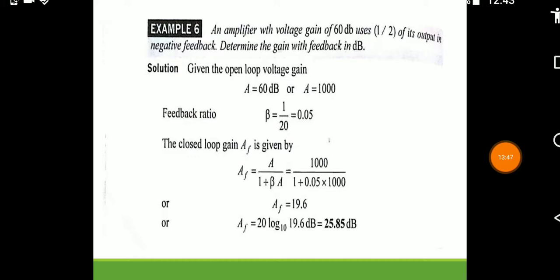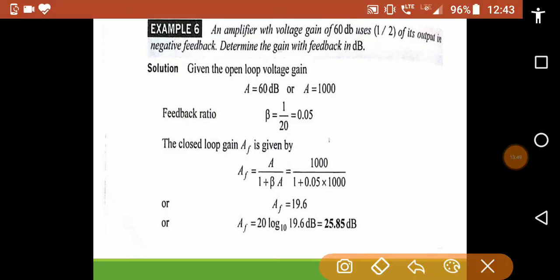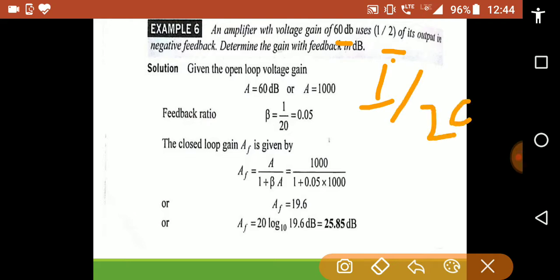So in this problem, an amplifier with voltage gain of 60 dB uses 1 by 20 of its output in negative feedback. This is by mistake, this is a misprint. Then determine the gain with feedback in dB. So here we have to find gain with feedback, means AF in dB.